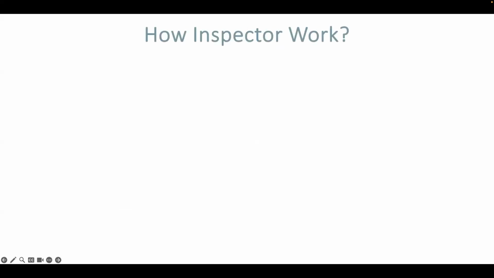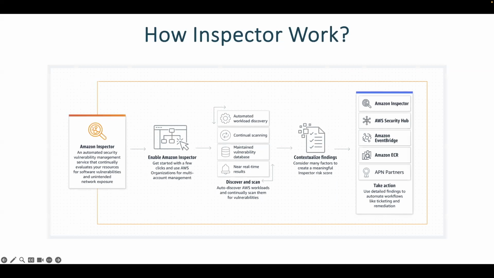Now, let's see how Inspector works. As you already know, Amazon Inspector is an automated security vulnerability management service. It scans AWS resources for vulnerabilities like outdated software or misconfigured settings. It also checks for network issues or network exposure risks. The purpose is basically to help ensure your cloud resources are secure by continuously evaluating and highlighting the risks.